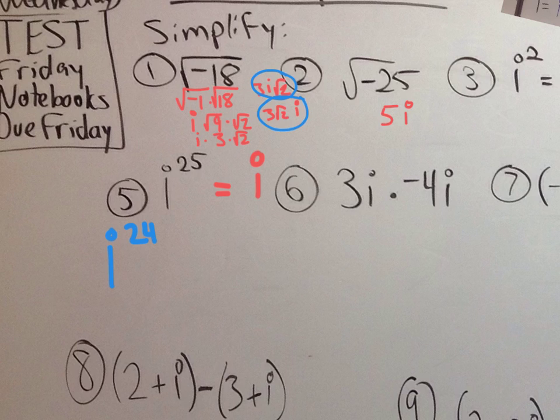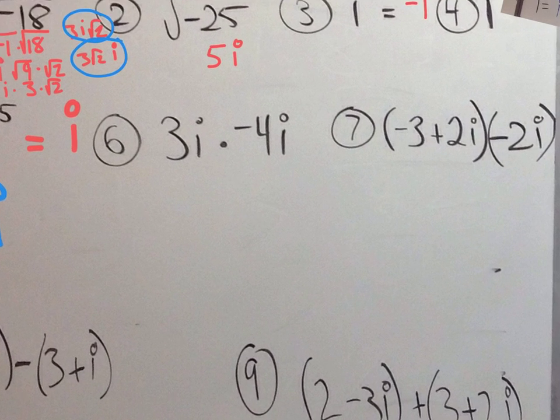But of course, I still need this extra i to get my i to the 25th. So I have i to the 24th, which is just 1, times i. Well, the answer is just i. Let's go to something more fun where we're actually doing math with imaginary numbers.